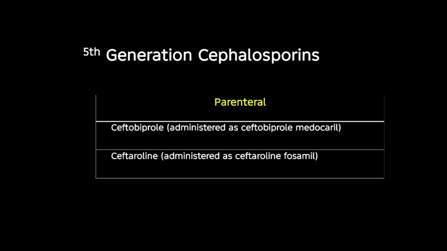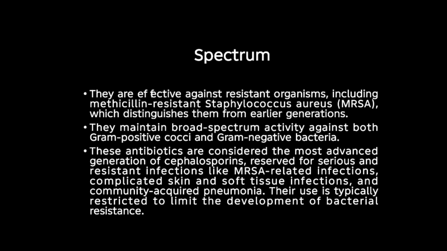Then we have fifth generation cephalosporins. These include ceftobiprole and ceftaroline. The fifth generation cephalosporins are known as advanced cephalosporin antibiotics, and they are especially reserved to treat MRSA, methicillin resistant Staphylococcus aureus. As I discussed in the previous chapter on penicillins, MRSA is a very dangerous bacteria for which no penicillins are active, and we use vancomycin for the treatment of MRSA. But in the cephalosporins, we have the fifth generation antibiotics that are active against MRSA.